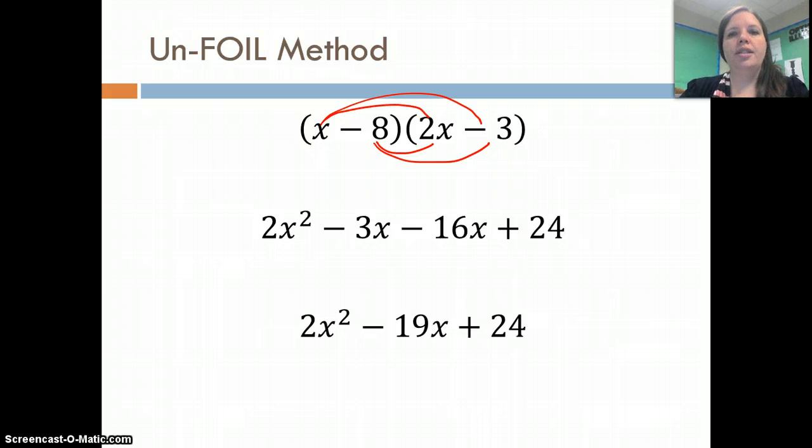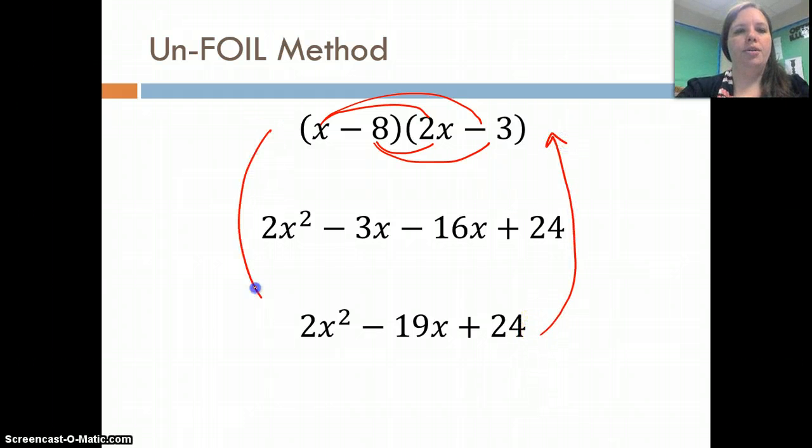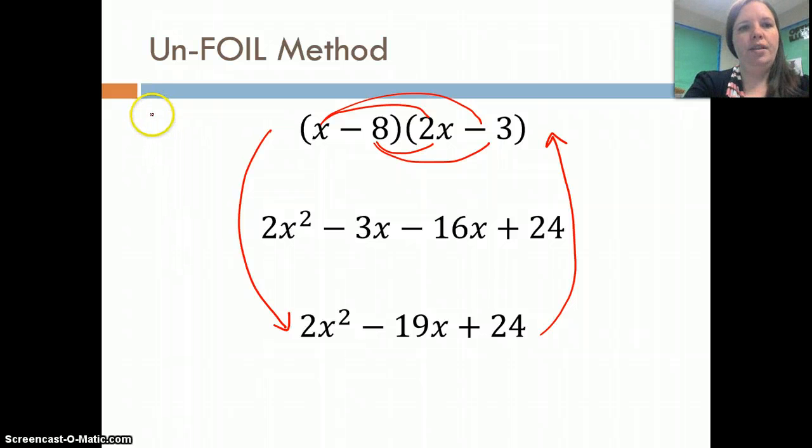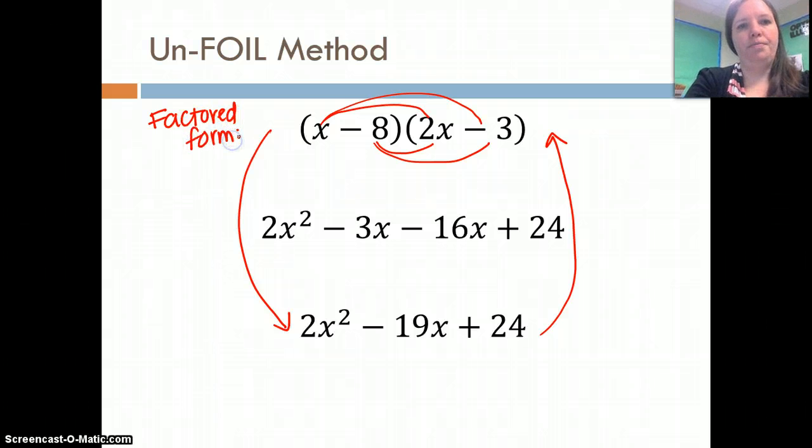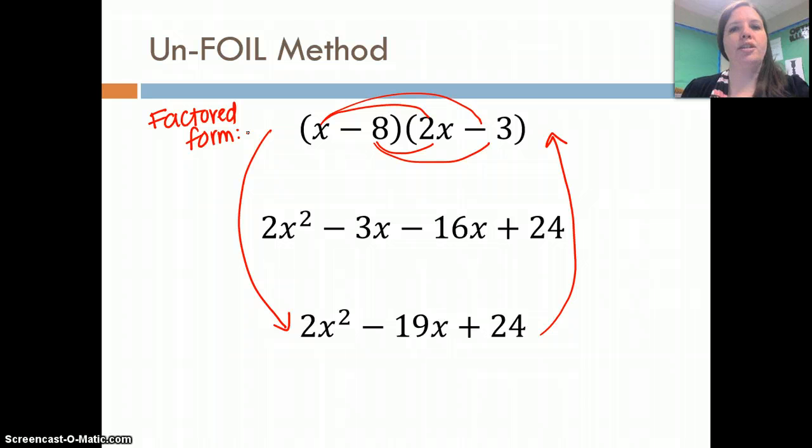What we'd like to do is take a similar type of process and work our way backwards. So we know how to go from parentheses out. We want to go from out of the parentheses back into the factored form. So reminder, this is called your factored form. We're trying to get back to what multiplies to give me this polynomial.